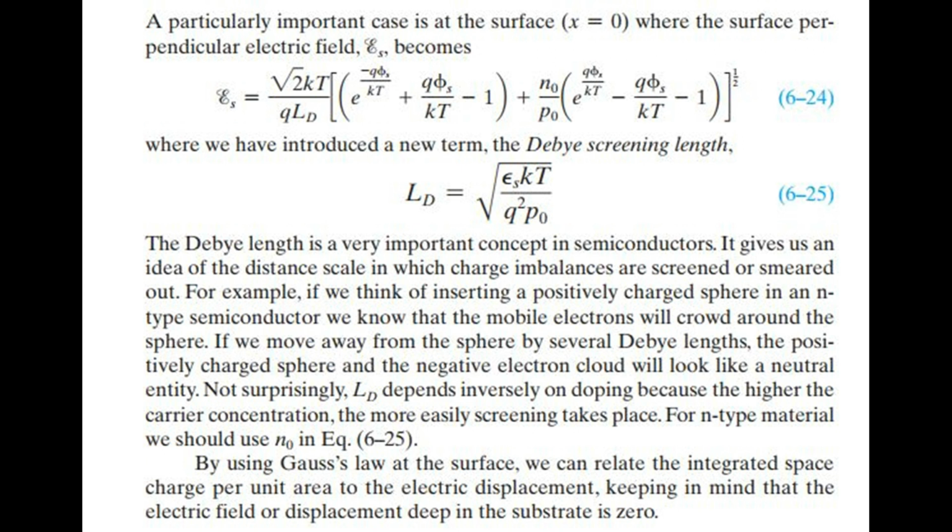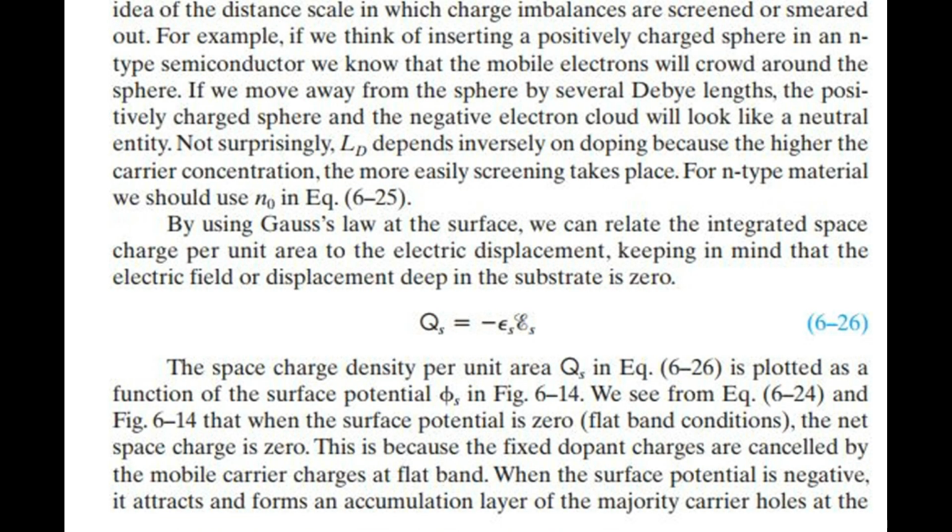By using Gauss's law at the surface, we can relate the integrated space charge per unit area to the electric displacement, keeping in mind that the electric field or displacement deep in the substrate is zero. The space charge density per unit area Qs in Eq 6.26 is plotted as a function of the surface potential ψs in Fig 6.14.